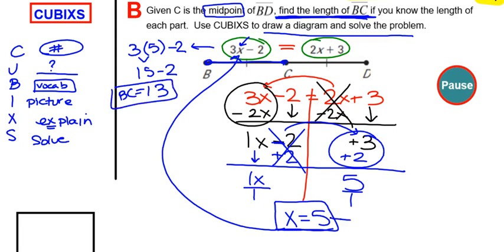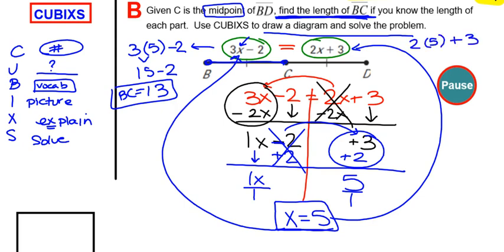In this case, would it have been okay to plug it in on the right also? Sure, because what do I know about those two segments? Those two segments are equal. 2 times 5 is 10. 10 plus 3 is 13. That's a midpoint. The left side equals the right side. We got 13. So what I would like you to do now is pause and jump ahead to page 2, and we have one more problem that we can work through.